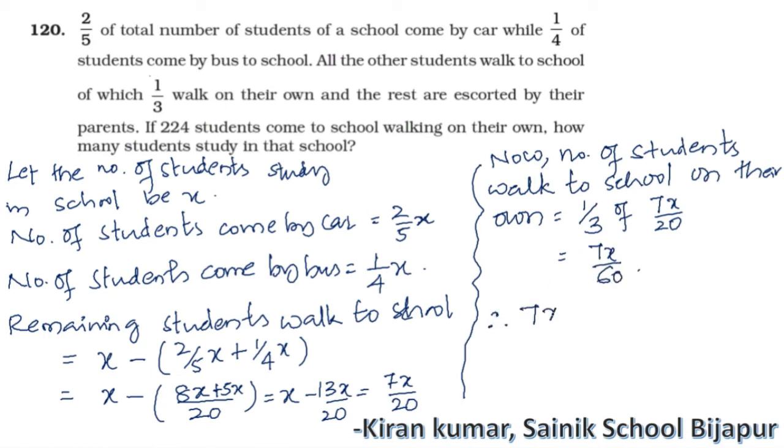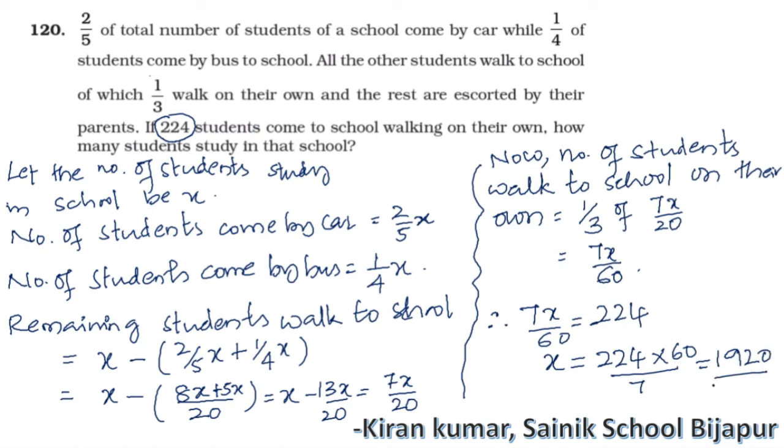Therefore, 7x by 60. They have given that the number of students who come by walk is 224. So this has to be equated to 224. We can find the value of x. This will be 224 into 60 upon 7. Let's simplify. We get 1920. Therefore, the total number of students who study in that school is 1920.